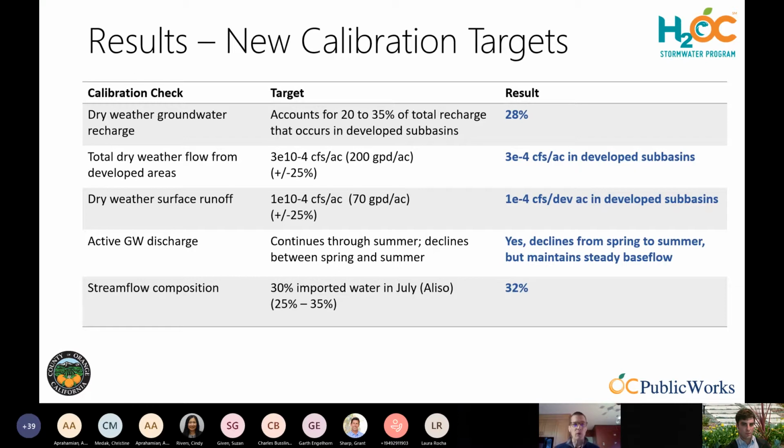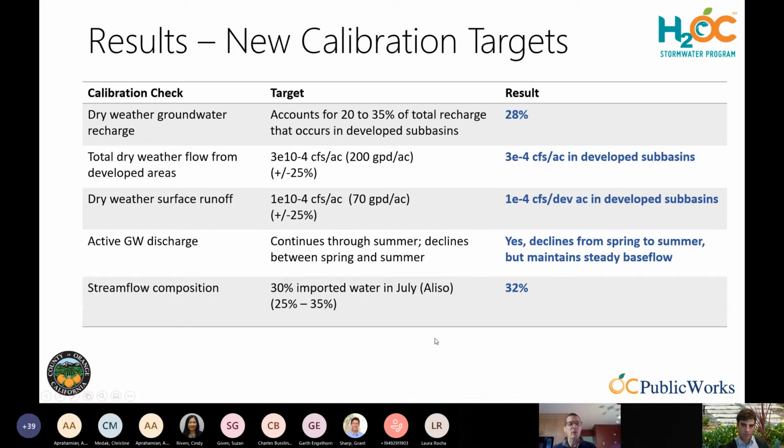We had total dry weather flow from developed areas maintained at 3 times 10 to the negative 4 CFS per acre in developed subbasins, and dry weather surface runoff maintained at 1 times 10 to the negative 4 CFS per developed acre in developed subbasins. We had those constraints met before, and essentially we needed to perturb them to accommodate the dry weather groundwater recharge and then get back to them through readjusting some other parameters in the model.